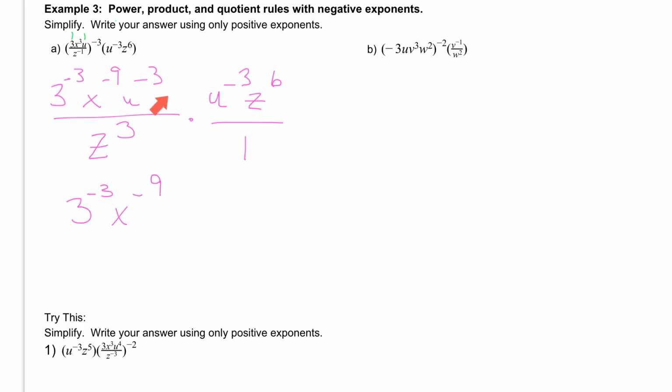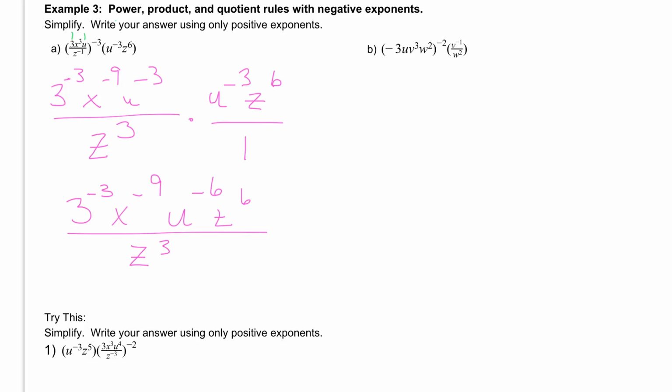Then I have a u to the negative 3 and another u to the negative 3. I'm multiplying these two things together, which tells me I'll add those exponents, and I get a u to the negative 6. And then I have this z to the 6 on the top with no other z's to combine it with. Then in the denominator, all I have is a z to the third and a 1. So my denominator will just be z to the third.